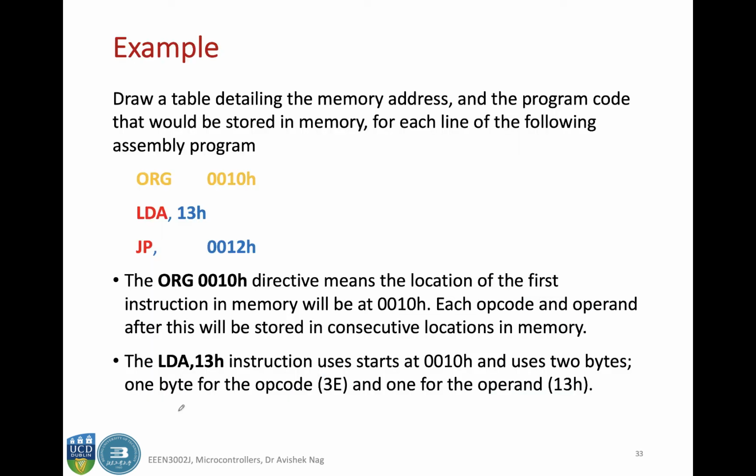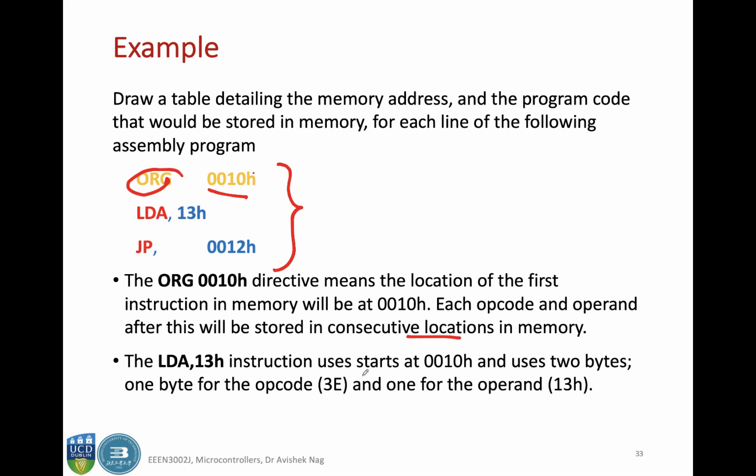Okay, so now let's say I give you an example to draw a table detailing the memory address and the program code that would be stored in memory for each line of the following assembly program, then you should be able to do it. Okay, so again this will start from the location 0010, since org is directing the assembler to do so. And then each opcode and operand after this will be stored in consecutive locations in the memory.